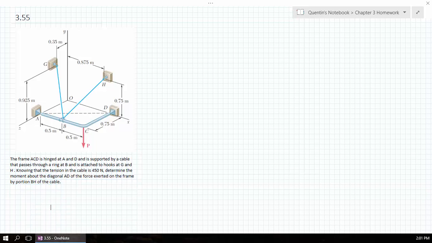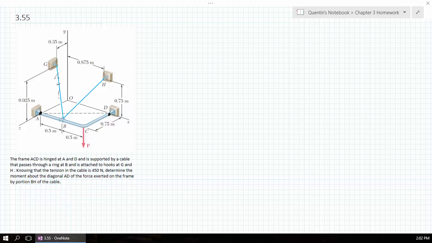Okay, so we're going to look at problem 355 from the book. This one you have this frame structure, and it's hinged at points A and D, so right here and here, and it's basically saying that you have some cables pulling on it. Knowing that the tension in the cable is 450 newtons, determine the moment about the diagonal AD of the force exerted on the frame by portion BH of the cable.